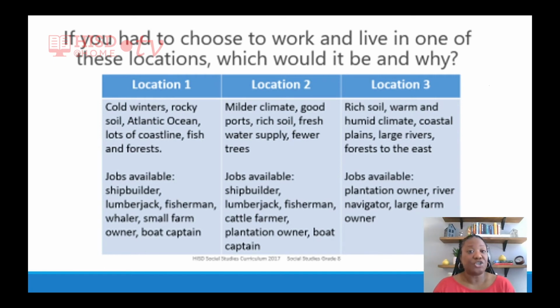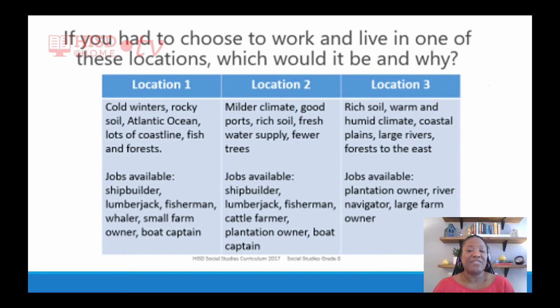Location 2 had a milder climate, so that might get your attention right away. Not as cold, good ports, rich soil, fresh water supply, and fewer trees. So the jobs available in location 2 were if you were a shipbuilder, lumberjack, fisherman, much like location 1, but looks like some extra here: cattle farmer, plantation owner, or a boat captain.